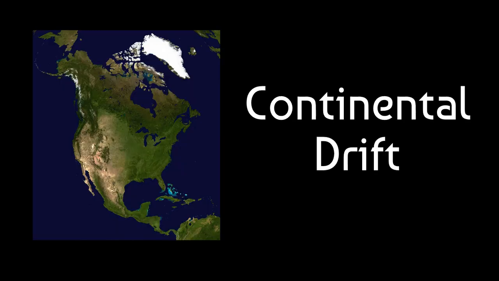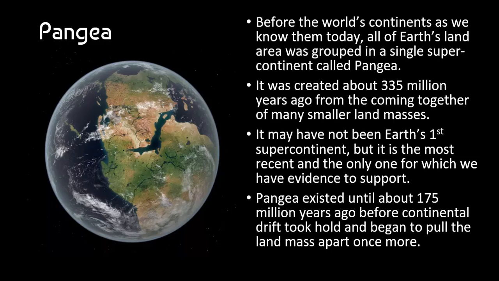All right, now a few things about continental drift. First, let's look at Pangaea. So before the world's continents, as we know them today, all of Earth's land area was grouped into a single supercontinent called Pangaea. So all the world's land masses were grouped together in one big area with ocean taking up the remaining space around most of the planet.